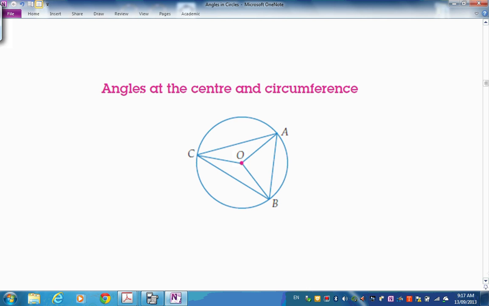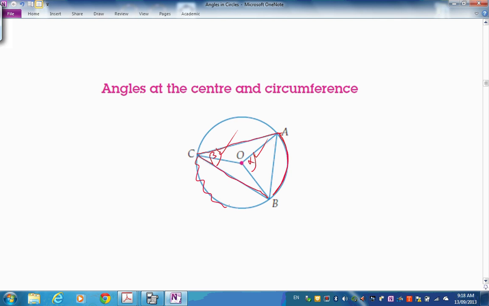Let's look at the first one. Angles at the centre and circumference. Arc AB subtends angle alpha at the centre and angle beta there at the circumference. Okay, because that angle is traced back to that bit of arc. So arc AB subtends these two. They're both sitting on arc AB.